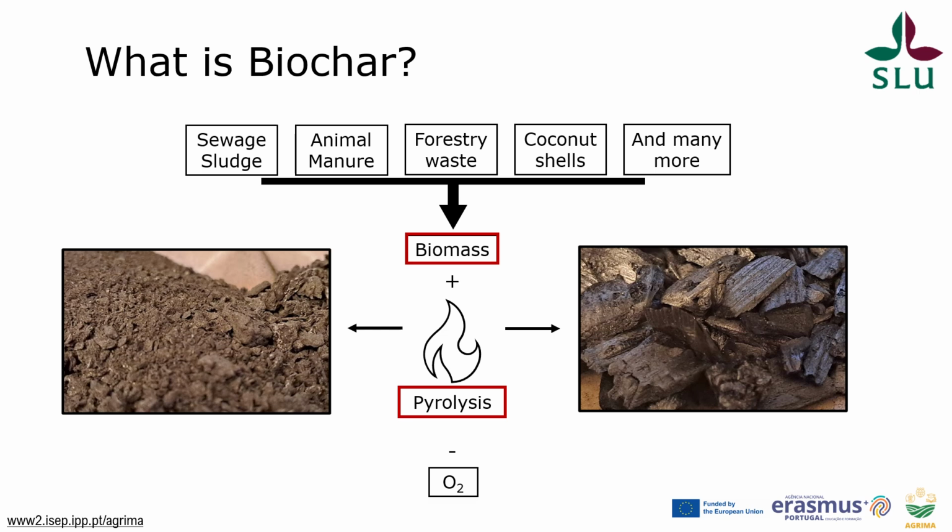Secondly, the pyrolysis is highly different. You can go from temperatures from 200 degrees up to like 900 degrees, and depending on this temperature and also how long it is in the oven, you get very different types of biochars.